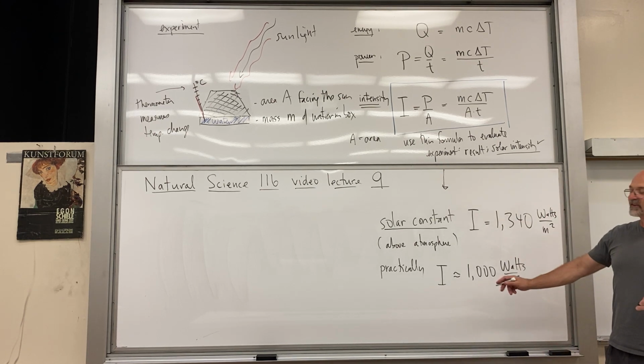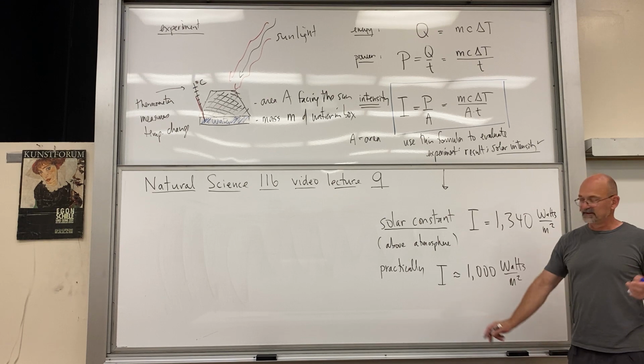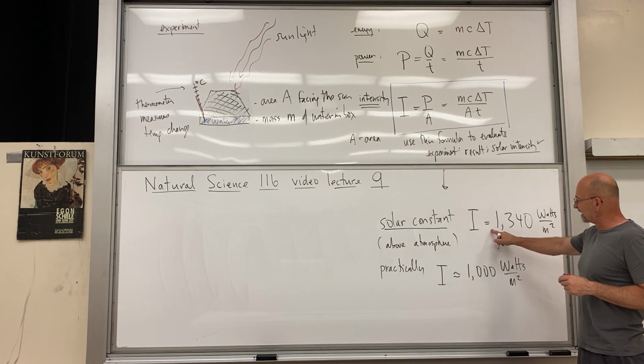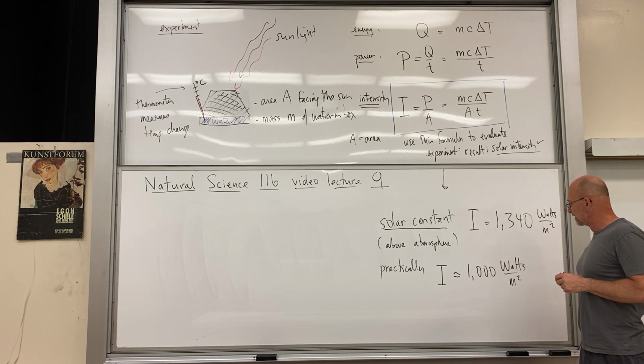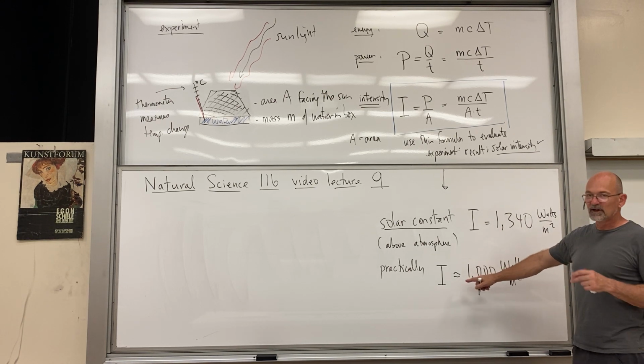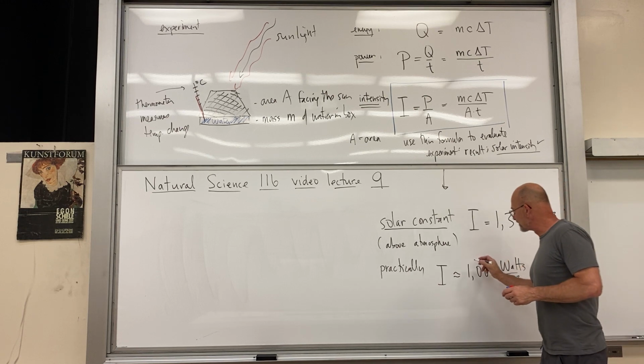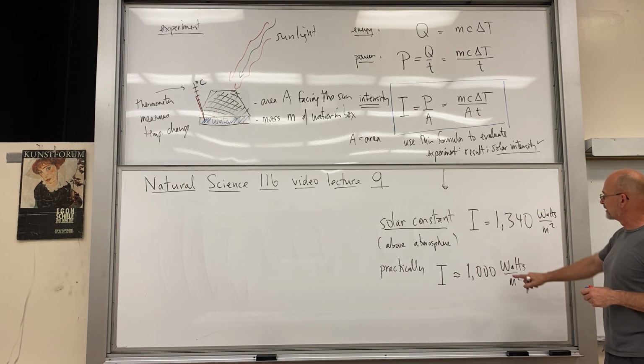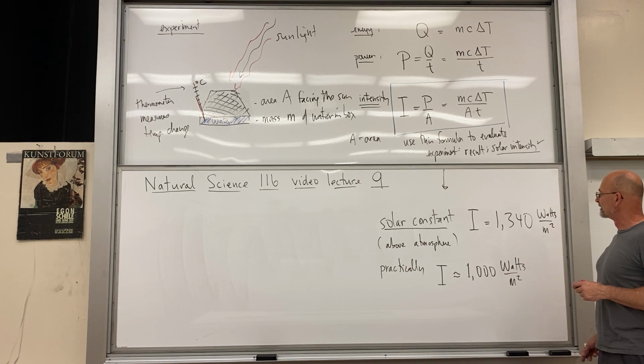And we can use this, it's a nice round number, right? 10 to the third watts per square meter. This is how much you could get if you were above the atmosphere. We could argue about or look up what the best value is, but 1,000's a nice thing to compromise on. So practically we've got about 1,000 watts per square meter.